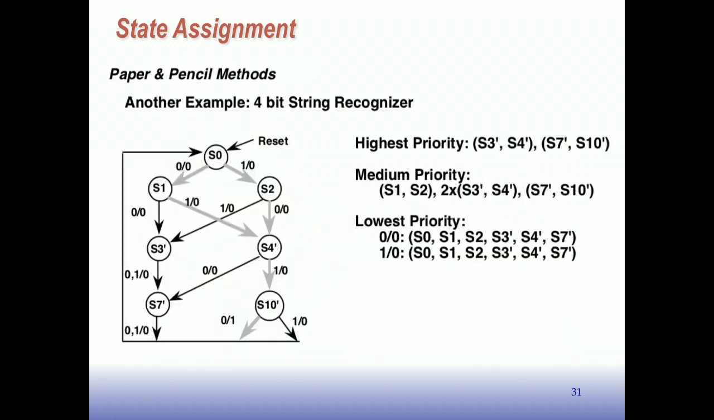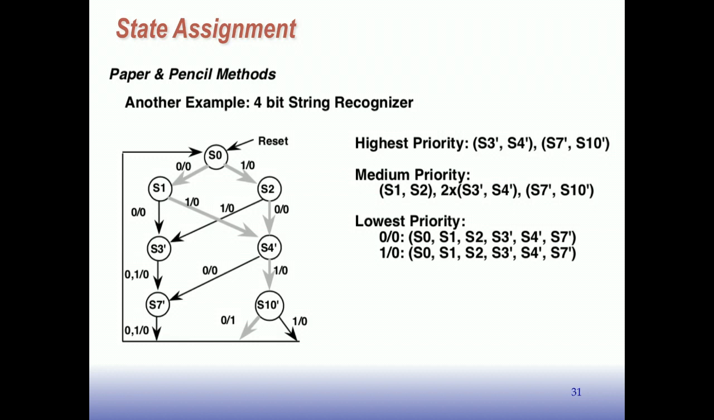Let's try another example. Here's this 4-bit string recognizer that we designed earlier. In this one, again, we're looking for states that have a common next state. So S4 and S3 both have a common next state of S7. S7 and S10 both have a common next state of S0. So that's highest priority for our state encoding adjacency.